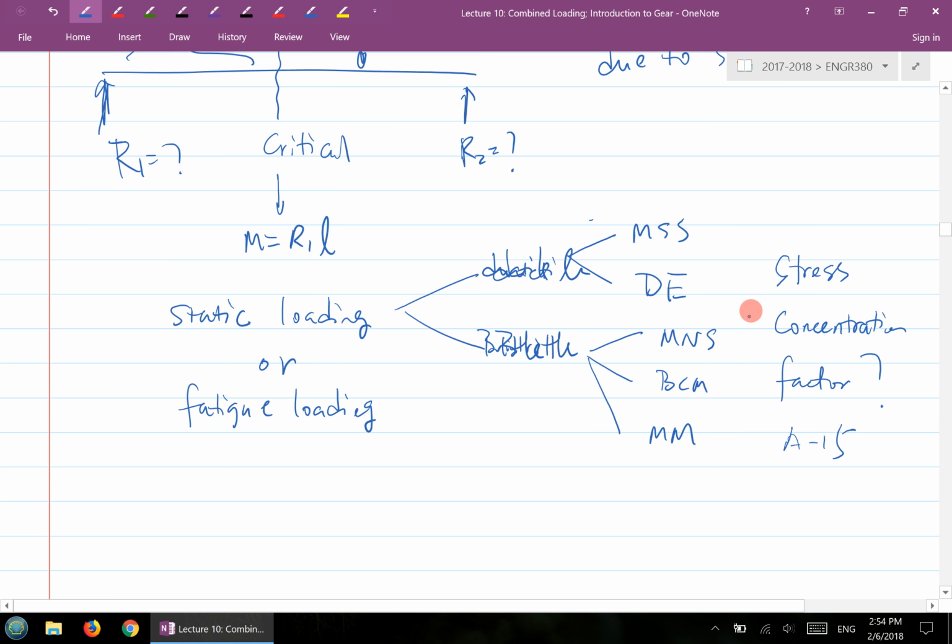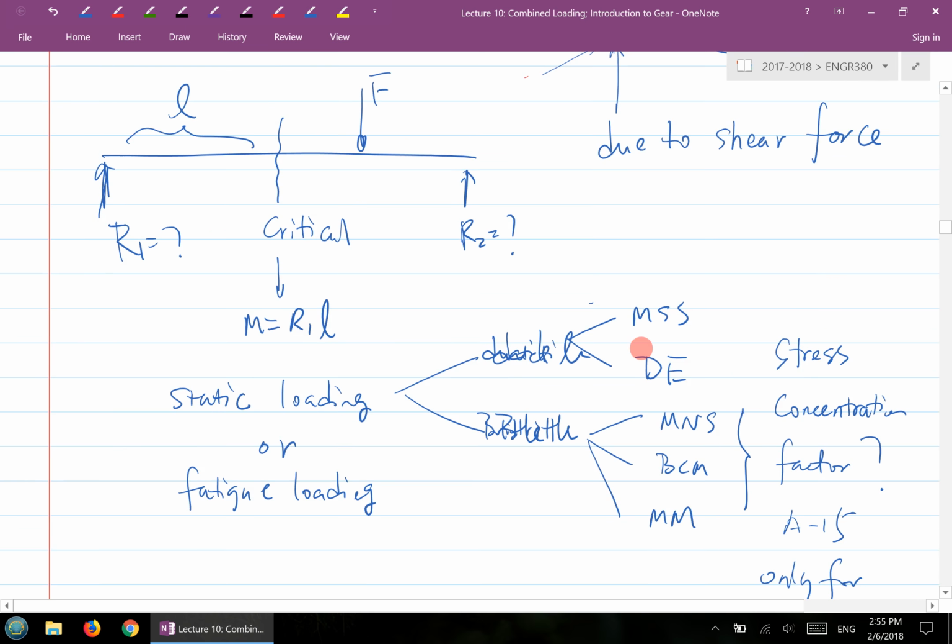So I guess my bracket here is too big. So only for brittle material, right? Okay. Yeah, only for the brittle material. So if you think along that line, it's a fairly procedural type of thing to follow, right? However, the most important part, as I say, is you have to do the first step right.